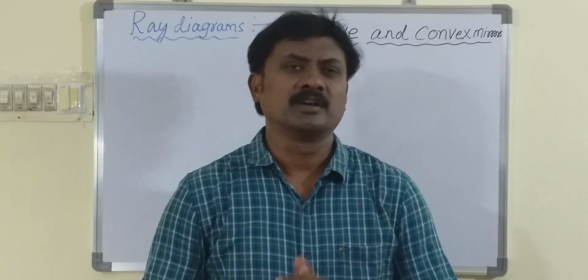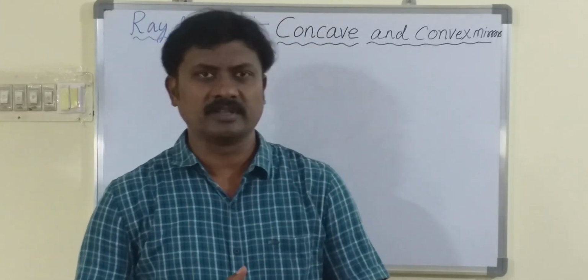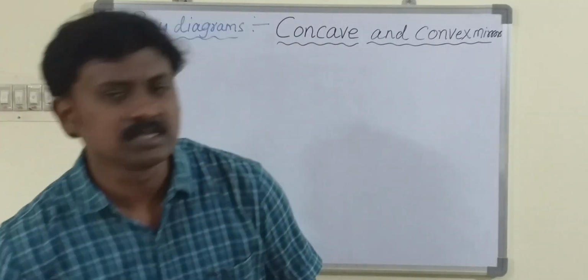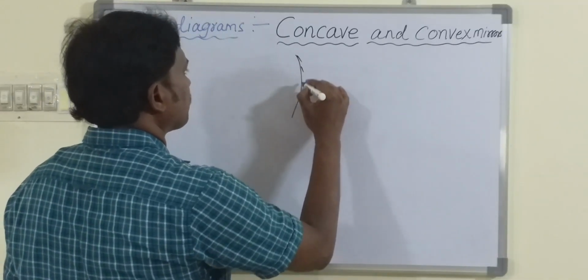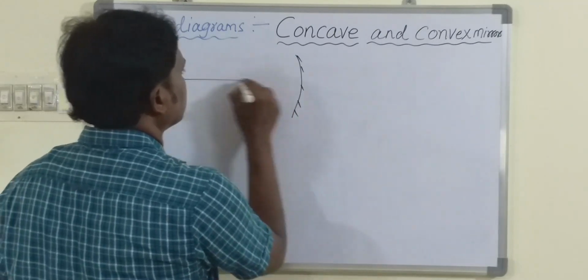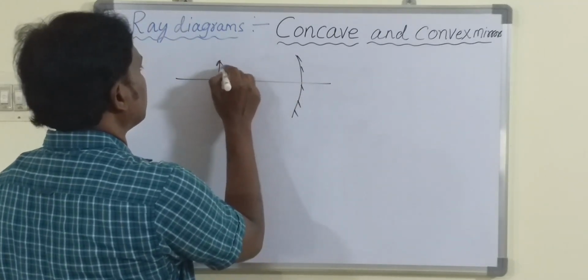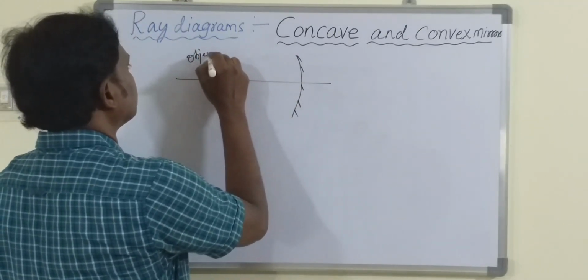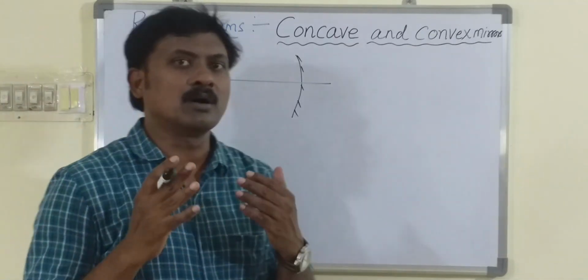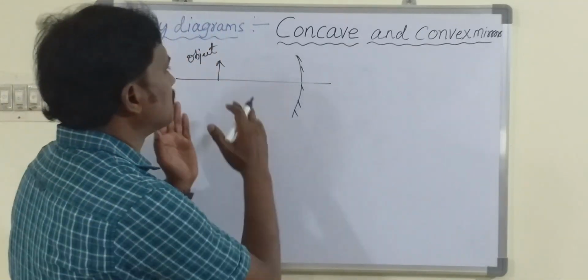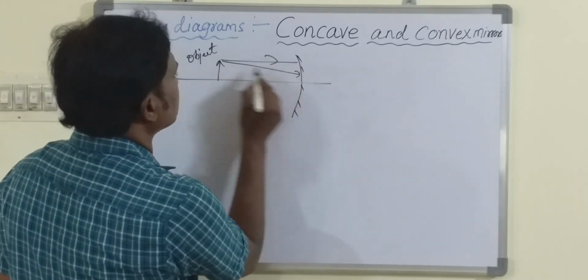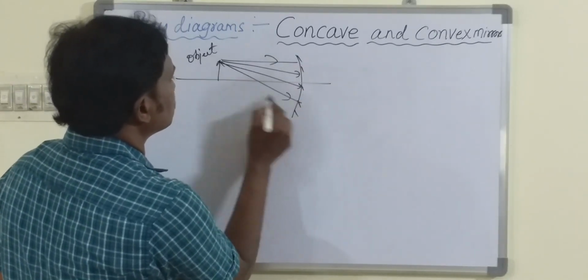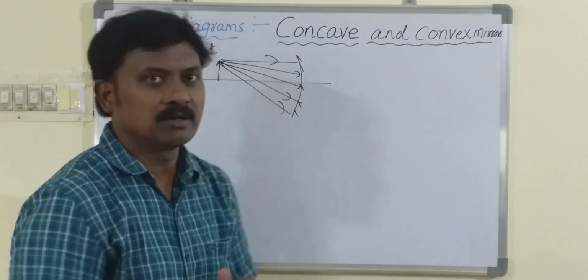Now actually, why are there these three rules? Let us try to understand. Suppose we have a concave mirror and an object. From the object, many light rays move towards the concave mirror. Let me say this is one light ray, this is another one, and so on, so many light rays will move towards the mirror.